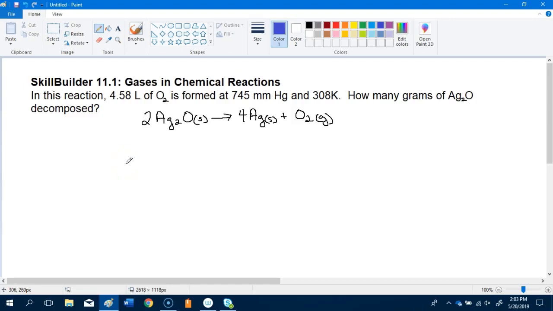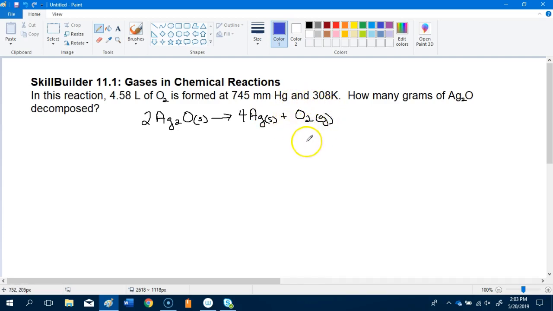Hi Chem Gang! In this video I'll be doing the work through for the solution for Skill Builder 11.1 Gases and Chemical Reactions. So in this question we are given the chemical reaction of silver oxide decomposing into solid silver and gaseous oxygen.